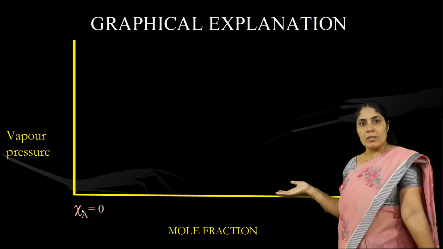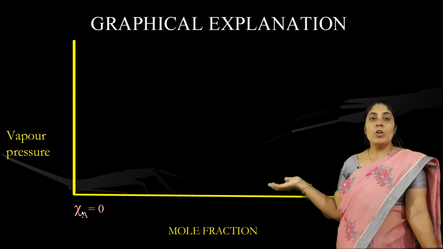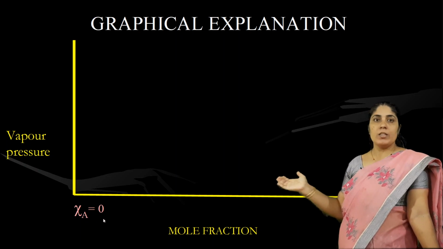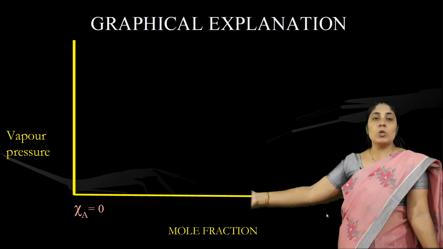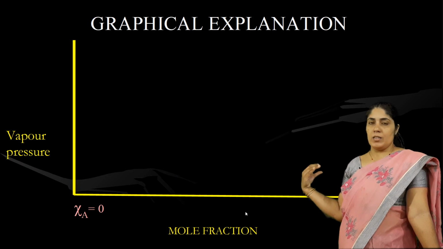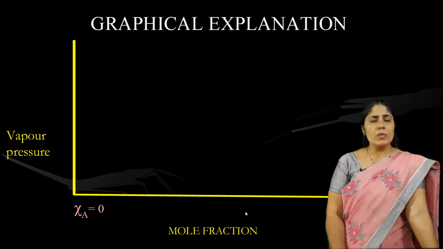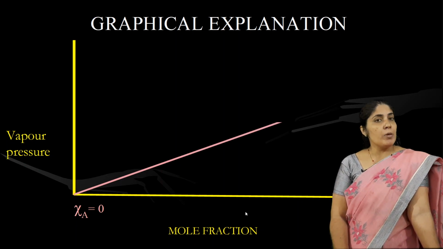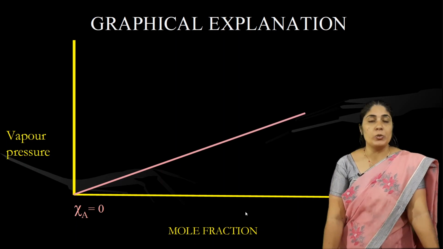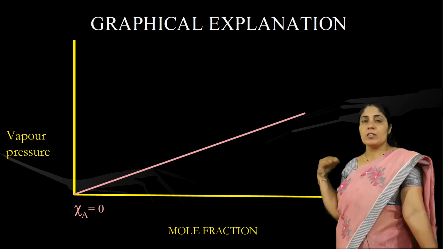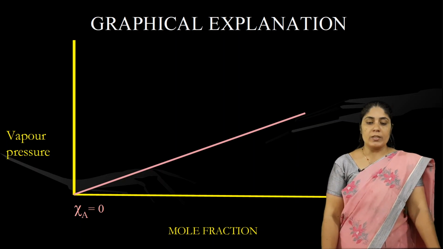Though I have marked it as mole fraction, you can see that I have considered only a single component there. Chi A is equal to 0 and it extends to chi A is equal to 1. Now, according to Raoult's law, as we mentioned, the vapor pressure is directly proportional to the mole fraction. So, as mole fraction increases, the vapor pressure also increases.